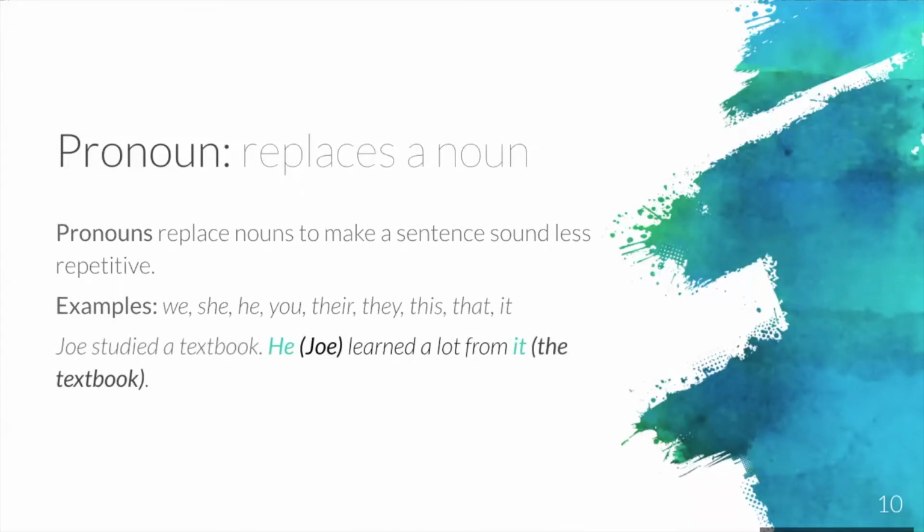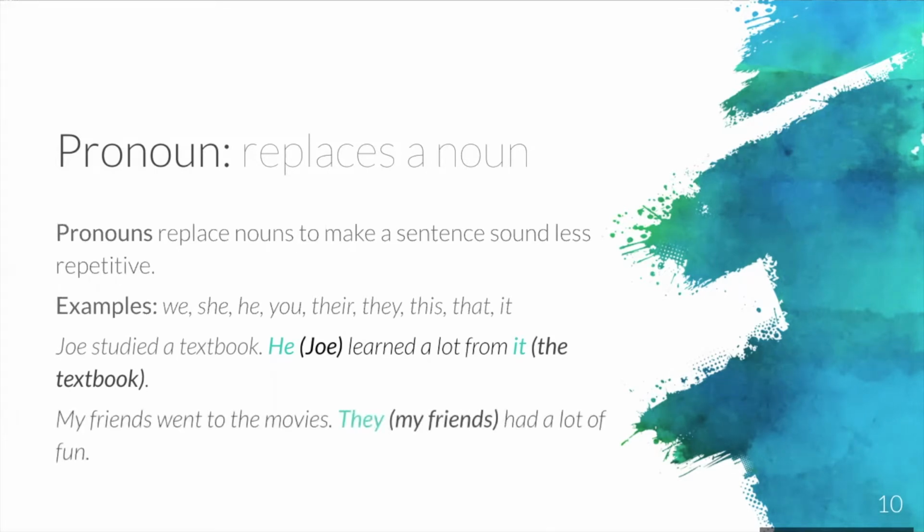Say we have a person named Joe. Joe studied a textbook and he learned a lot from it. So he and it are the pronouns here. He represents Joe and it represents the textbook. But if I said Joe studied a textbook, Joe learned a lot from the textbook, that sounds extremely repetitive. So that's why we use pronouns such as he and it to make it sound less repetitive.